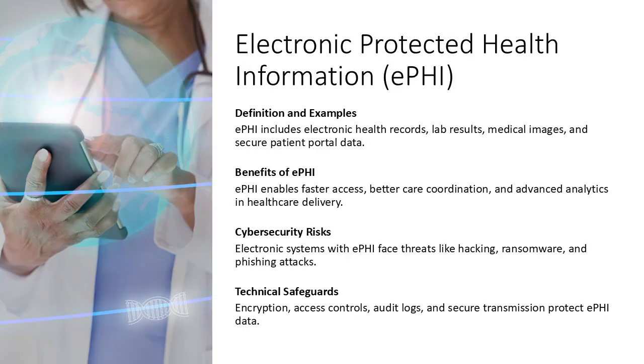Electronic Protected Health Information, or EPHI, is PHI that is created, stored, or transmitted electronically, such as electronic health records or lab systems. EPHI enables faster access, better care coordination, and advanced analytics in healthcare delivery. Electronic systems with EPHI face threats like hacking, ransomware, and phishing attacks. Hence, encryption, access controls, audit logs, and secure transmission are required to protect EPHI data.